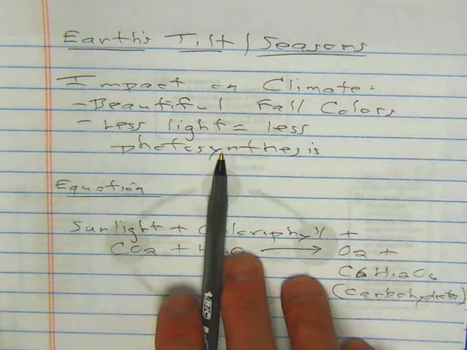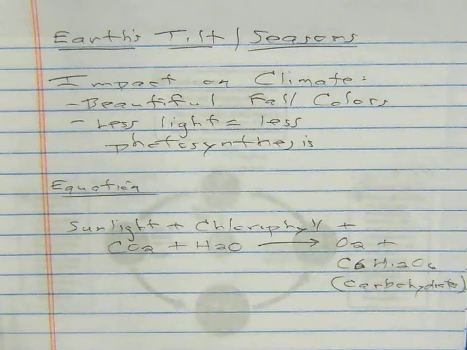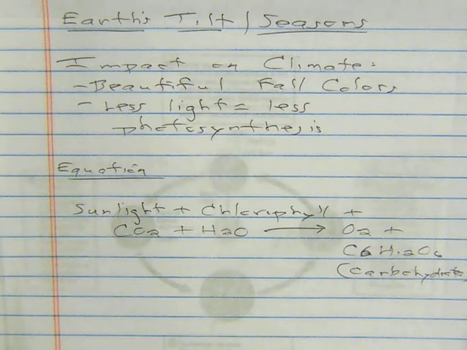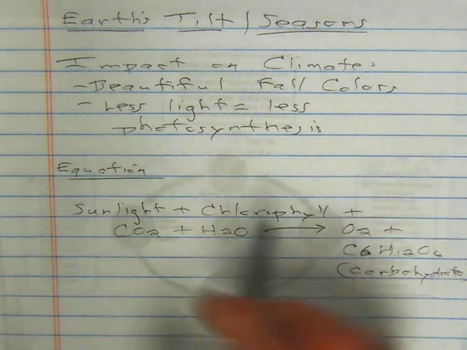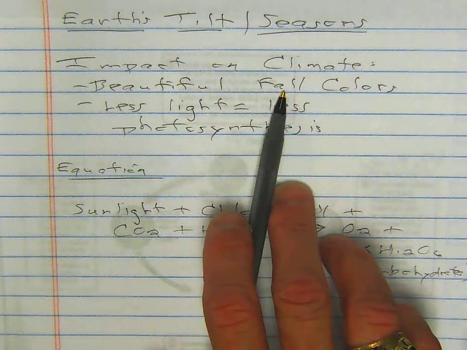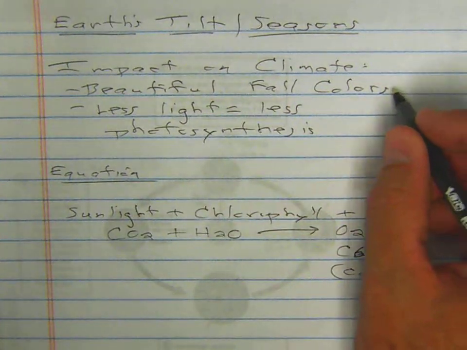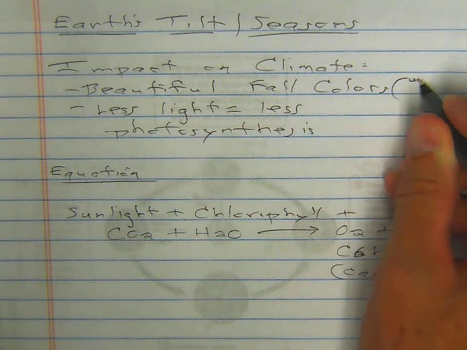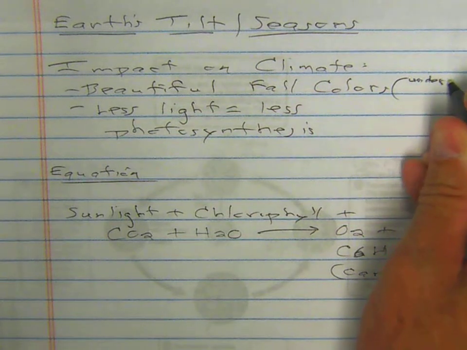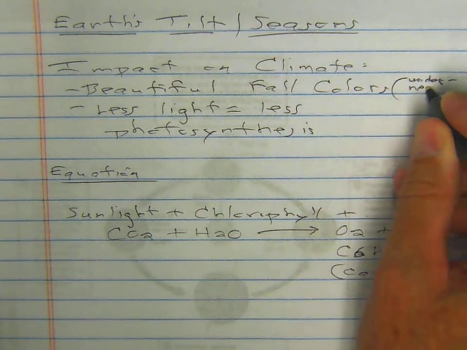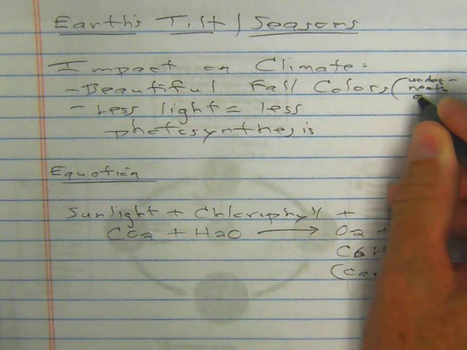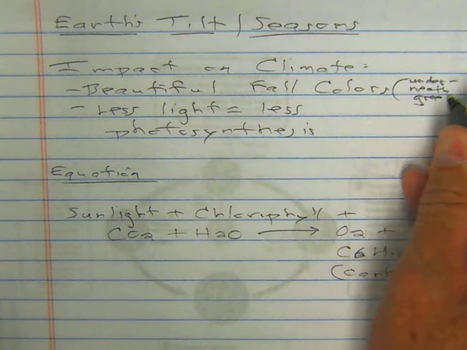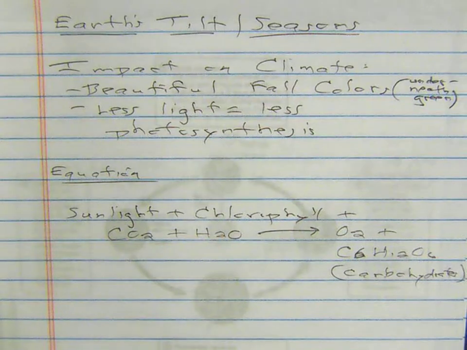Well, the foliage occurs because of this impact of less light. We're getting fewer daylight hours. If you remember, less photosynthesis. All right, so let's go through this. The beautiful fall colors are actually underneath the green, underneath the green colors that we typically notice in leaves.